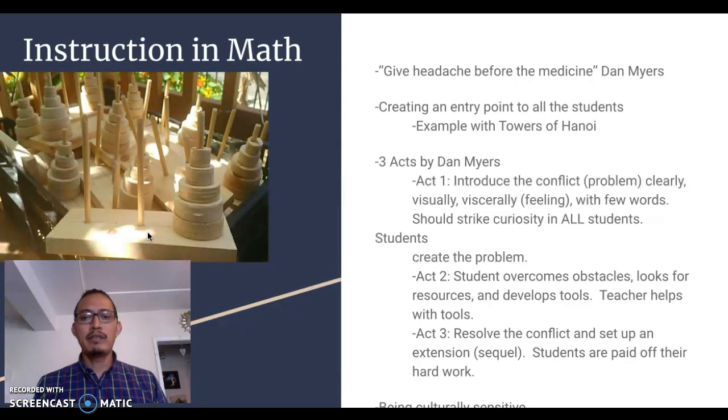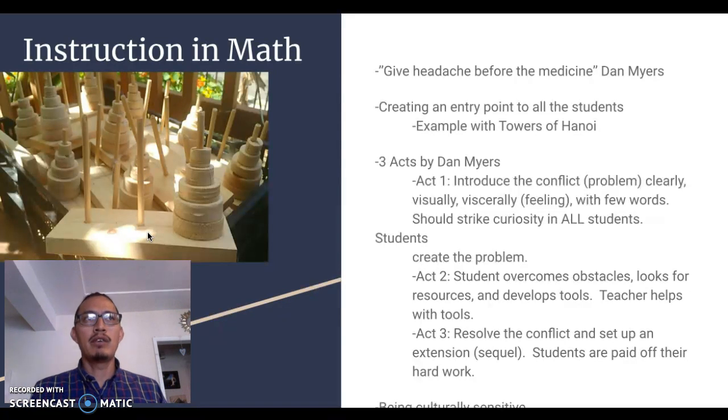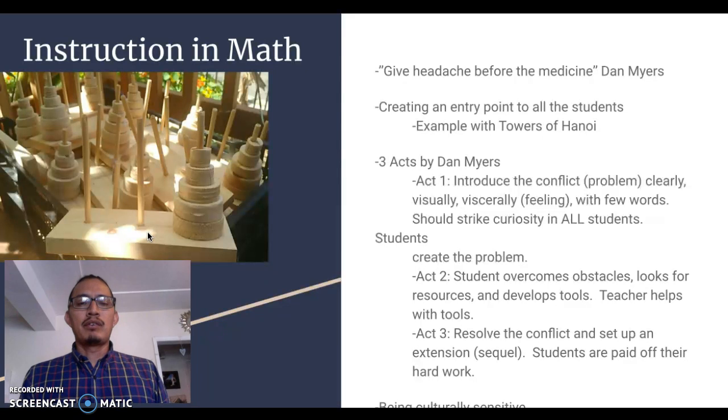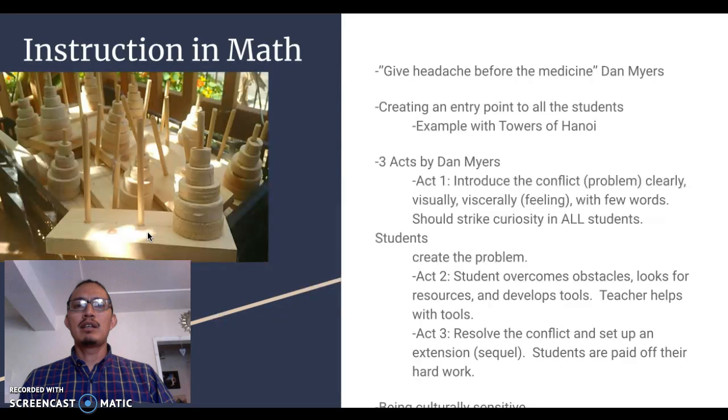And so then that fulfilled Act 3, which means that they resolved the conflict and they set up an extension or a sequel. So then I asked them, with their formulas, what is the least possible number of moves for 10 discs? And students were able to solve it. Now, some of them took a little bit longer with the recursive formula, and then the ones with the explicit formula, they realized that it was a lot easier for them to figure it out.